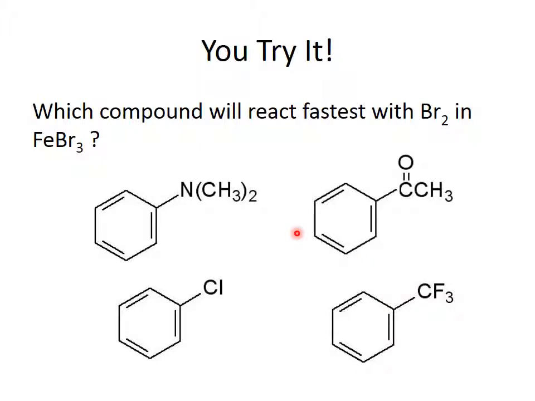So which compound will react fastest with bromine and iron 3 bromide? Well, we don't even have to worry about that, as for any electrophilic aromatic substitution reaction, the one that reacts fastest is going to be the same here.